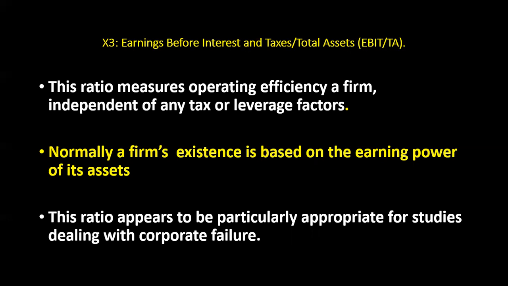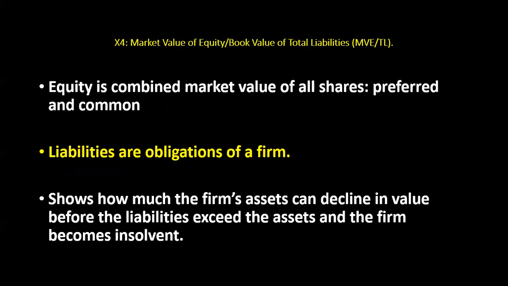Normally, this is seen as before interest, before tax. That means without being affected by the leverage of the company. So if EBIT by TA is high, the profit generating ability of a firm is said to be high. If EBIT by TA is high, the potential of the company becoming sick is very low.